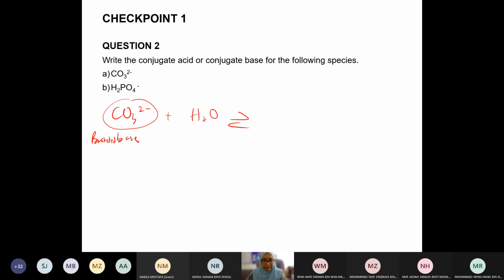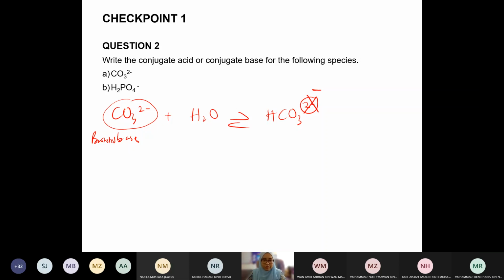So it will accept proton from water, right? Because it is an acceptor. So they become like this. But be careful, okay? This is no longer 2 minus. No, this should be minus. Because 2 minus, you have accepted a proton. Proton is plus 1. So plus 1 plus 2 minus will be negative 1 only. Don't write 2 minus. Okay?